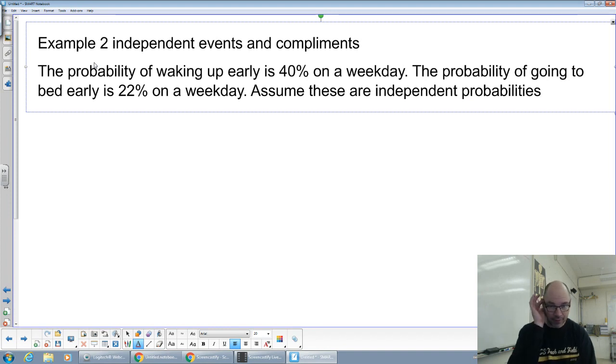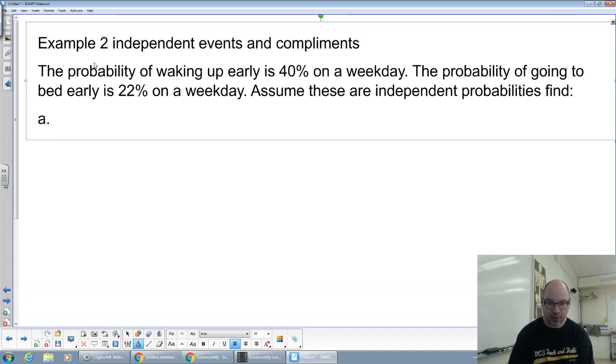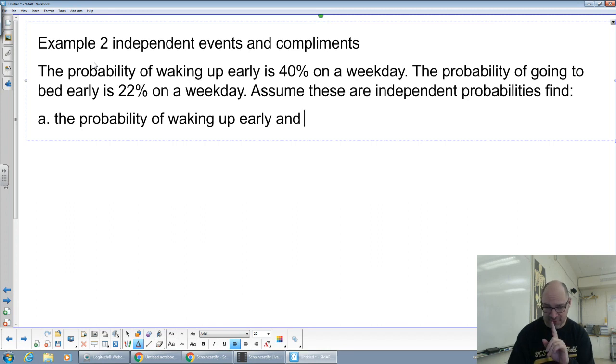Okay, let's do a couple here. Let's do the probability of waking up early and going to bed late. Okay, so there's the and, right?